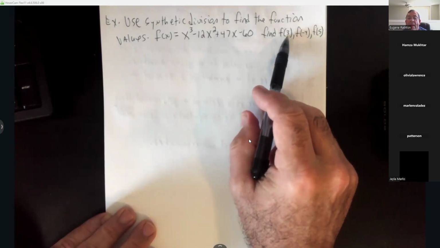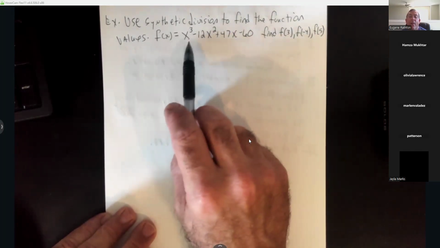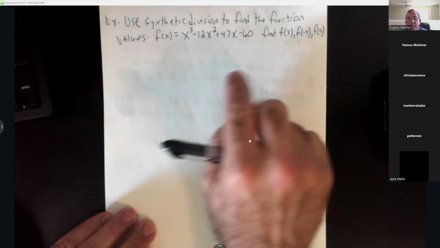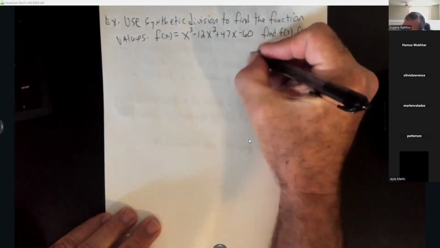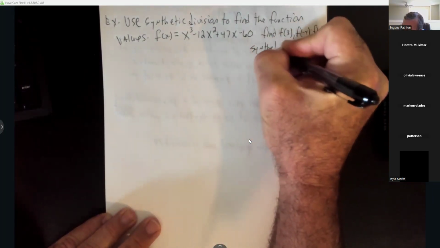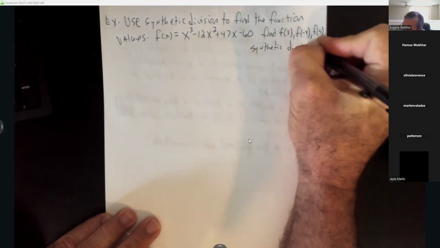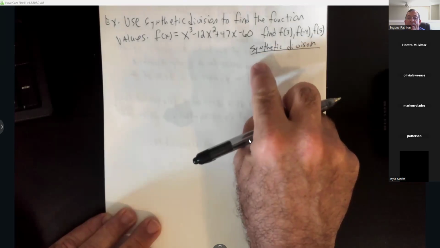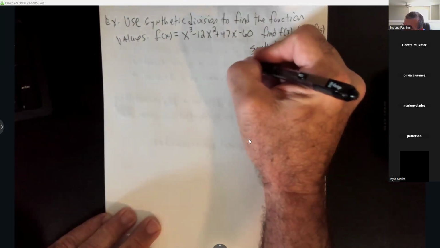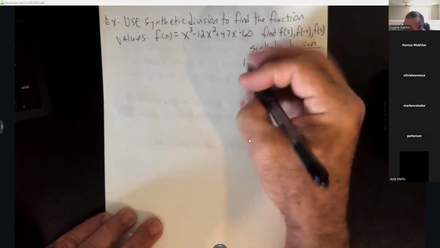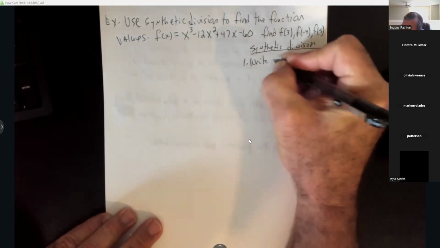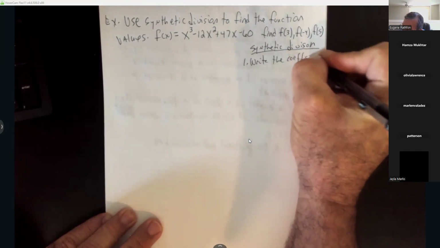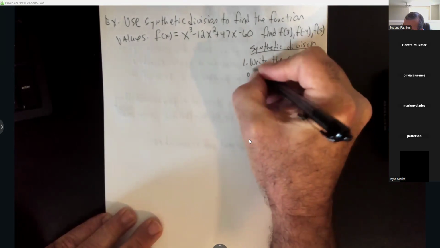So to find f of 3 in the past, we put a 3 in for the x's and did our order of operations until we got an answer. So we're going to do this using synthetic division. So over here, I'm going to write the steps as we go through it. So the first thing we're going to do, we're going to write the coefficients of the polynomial.